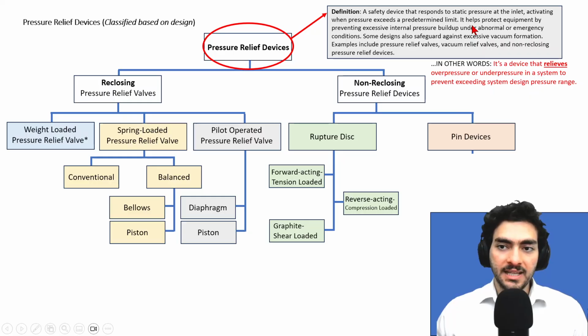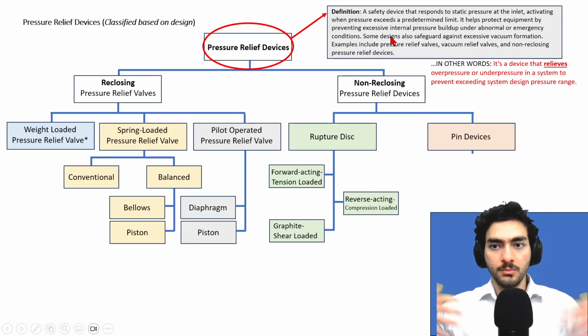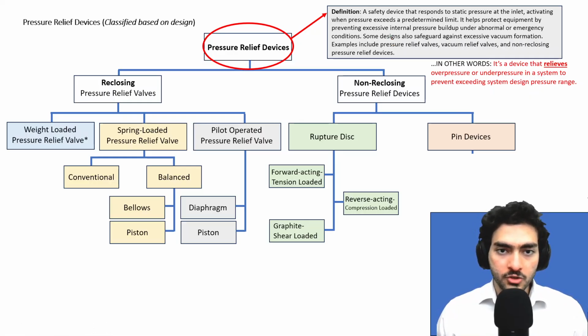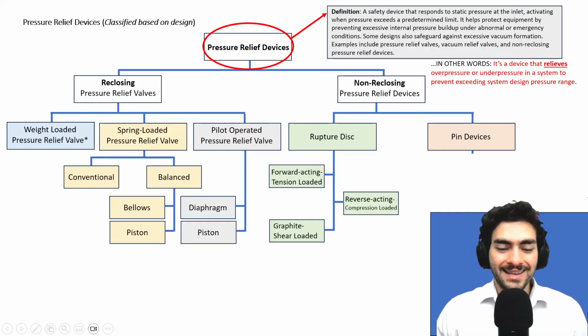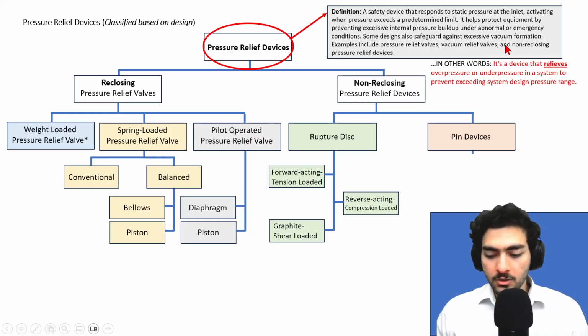And essentially, it helps protect the equipment by preventing excessive internal pressure buildup under abnormal or emergency conditions, because usually vessels aren't designed to run at overpressure. Pressure relief devices are only installed to protect against abnormal cases when these overpressure situations occur. And also some designs safeguard against vacuum formation.